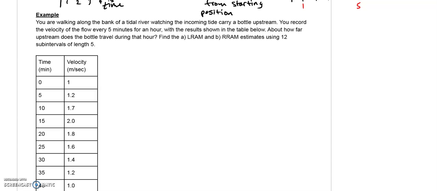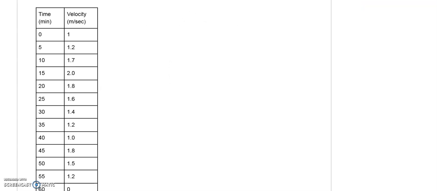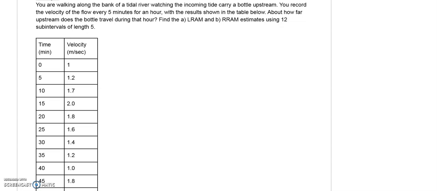You're walking along the bank of a tidal river and watching the incoming tide carry a bottle upstream. You record the velocity of the flow every 5 minutes for an hour, with the results shown in the table below. About how far upstream does the bottle travel during that hour? We're going to find both the LRAM and the RRAM in this case using 12 subintervals. So all the math is done for us here. We just have to figure out what to do with it.